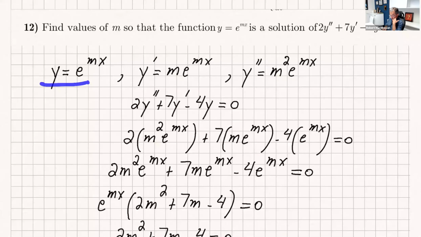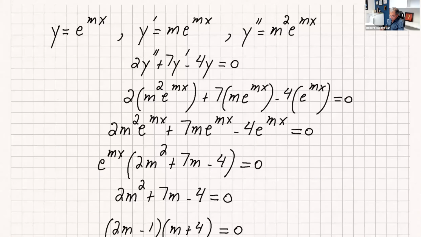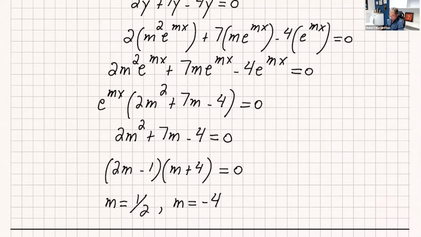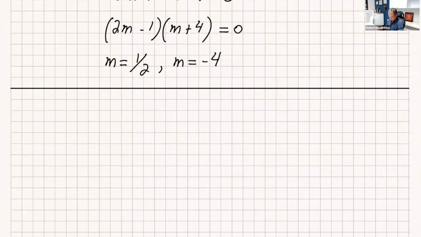Let's do that. So this is our y. This is our first derivative. The derivative of e to the power of mx is m e to the power of mx. The second derivative is m squared e to the power of mx. Now what you have to do is substitute those. So it's 2 times m squared e to the power of mx plus 7 times m e to the power of mx minus 4 times e to the power of mx, and that equals 0. If you simplify this, we can factor out e to the power of mx. E to the power of mx cannot be equal to 0. So therefore you take the remaining factor and set it equal to 0, and this is a simple quadratic equation. Solve for m, and that's going to give you the answer.